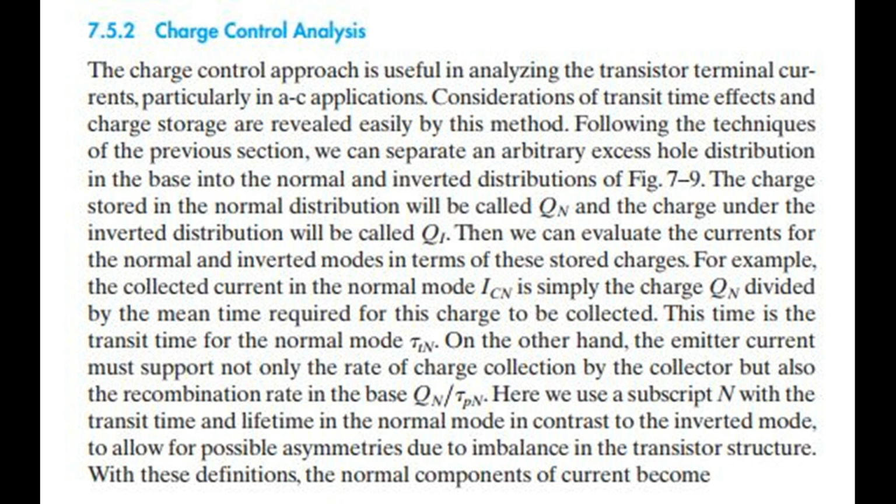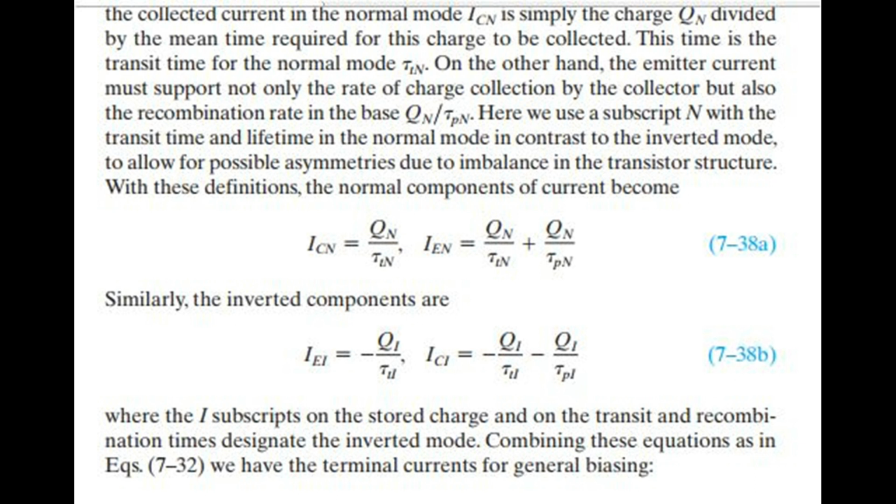On the other hand, the emitter current must support not only the rate of charge collection by the collector but also the recombination rate in the base, Qn over tau_pn. Here we use a subscript n with the transit time and lifetime in the normal mode, in contrast to the inverted mode, to allow for possible asymmetries due to imbalance in the transistor structure. With these definitions, the normal components of current become.